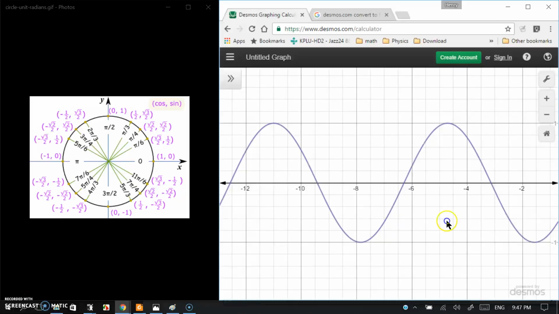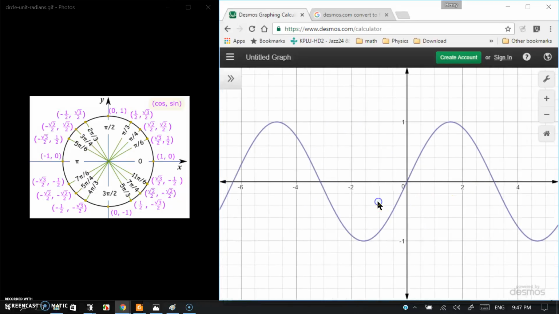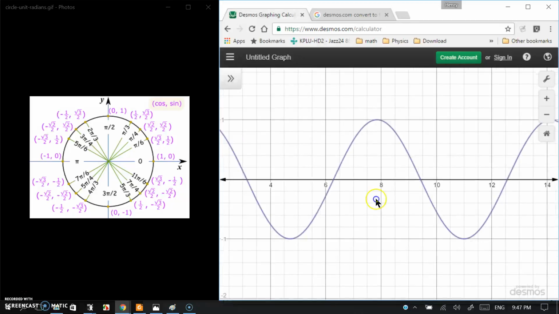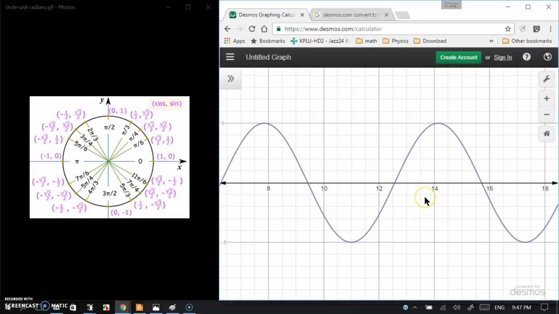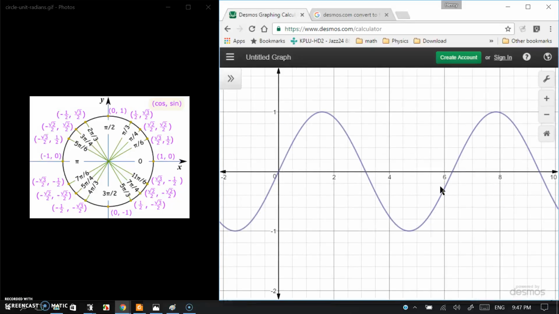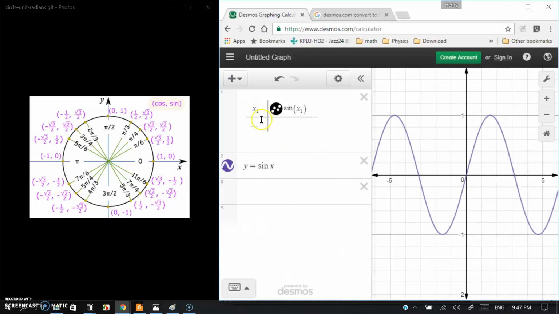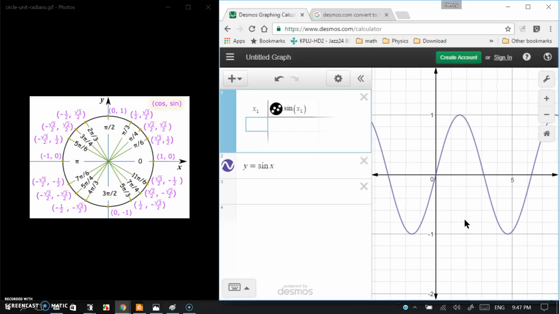But without any limit, so to speak, the sine wave is just going to keep on continuing to the left and to the right. All right. For now, I'm going to fix my setting here, and I want to show you guys how to get this curve. Okay, how to get this sine wave from the unit circle.